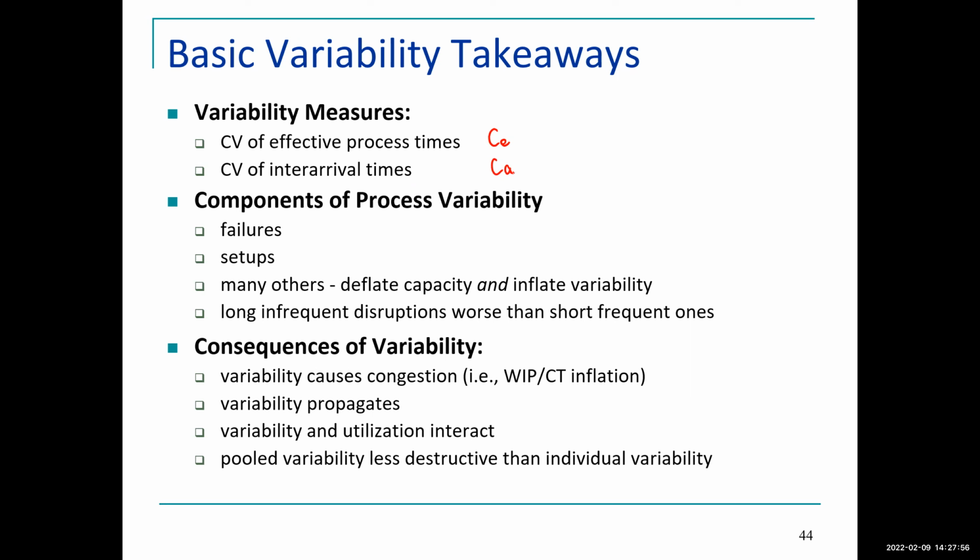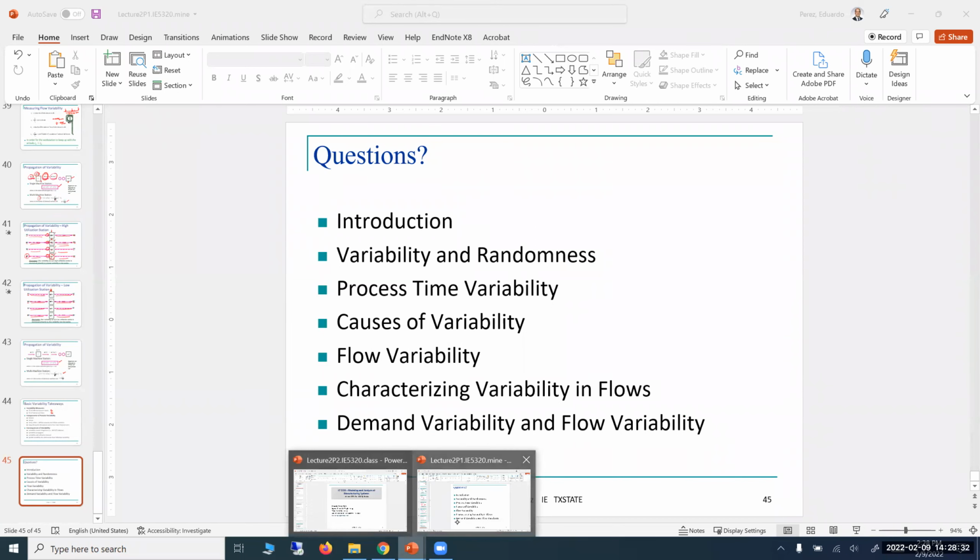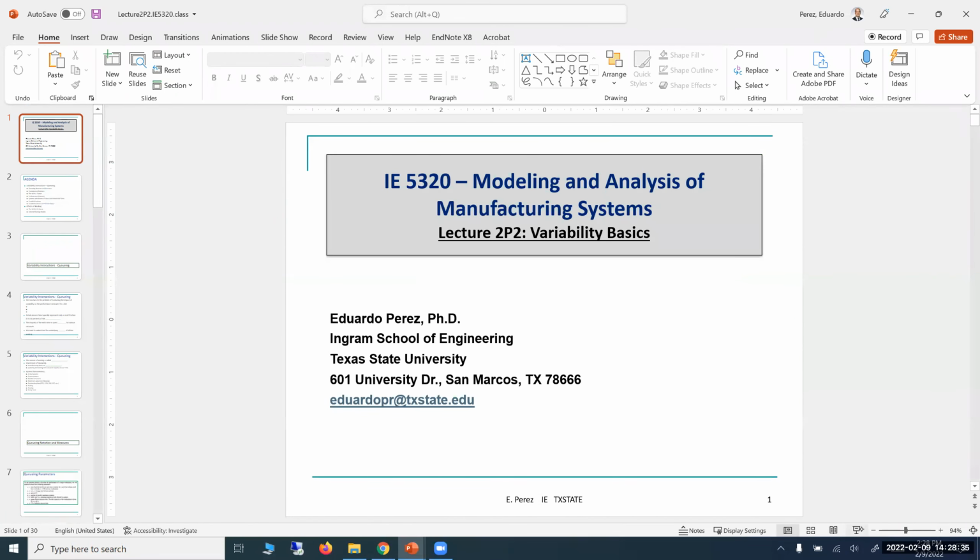And what are the consequences of variability? They cause congestion. It propagates, as we saw in the examples. Variability and utilization both interact, and we're going to talk about this on the next lecture. Pooled variability is less destructive than individual variability. And that's the last part of this first part of lecture 2. So we are going to continue our discussion with the next group of slides, which is part 2 of variability basics.